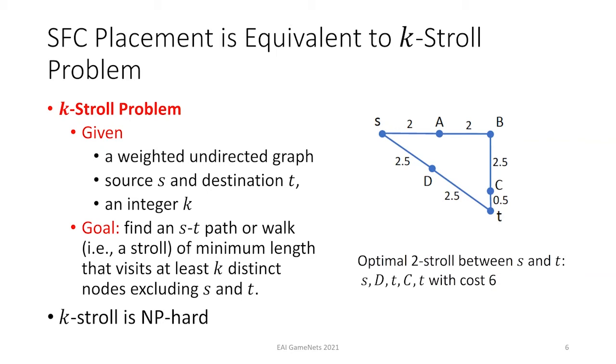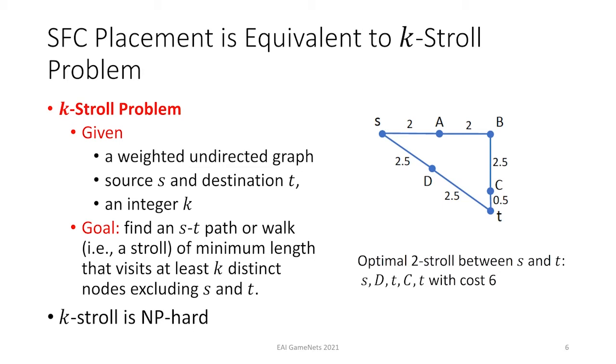So what is the k-Stroll problem? In the k-Stroll problem, we are given a weighted undirected graph, a source node S, a destination node T, and an integer k. Our goal in the k-Stroll problem is to find an S to T path, or stroll, of minimum length that visits at least k distinct nodes, not including S and T.